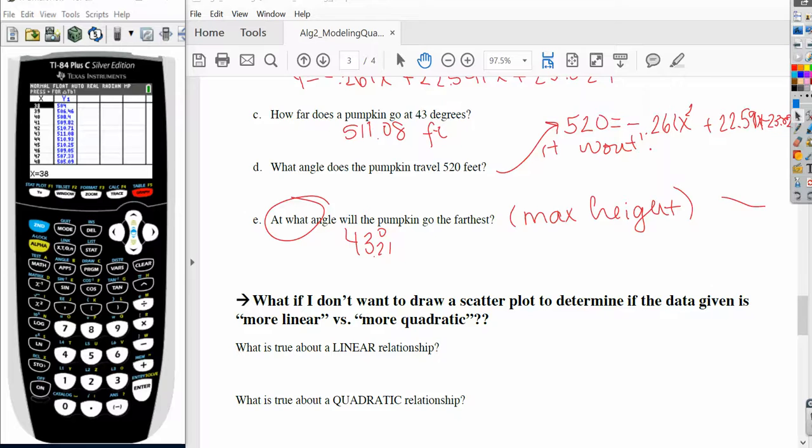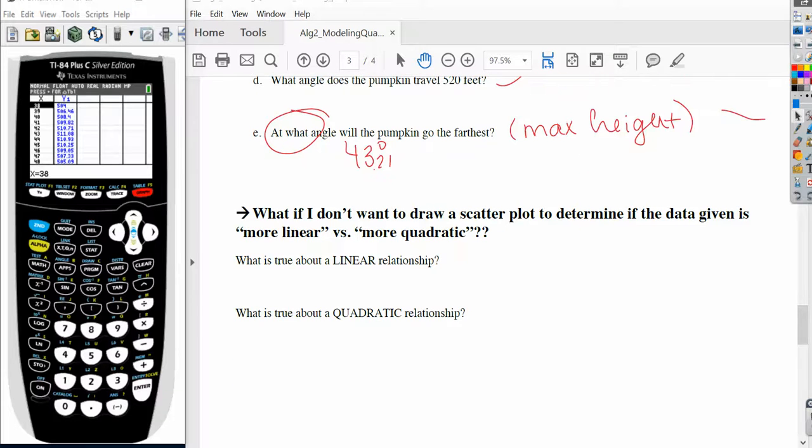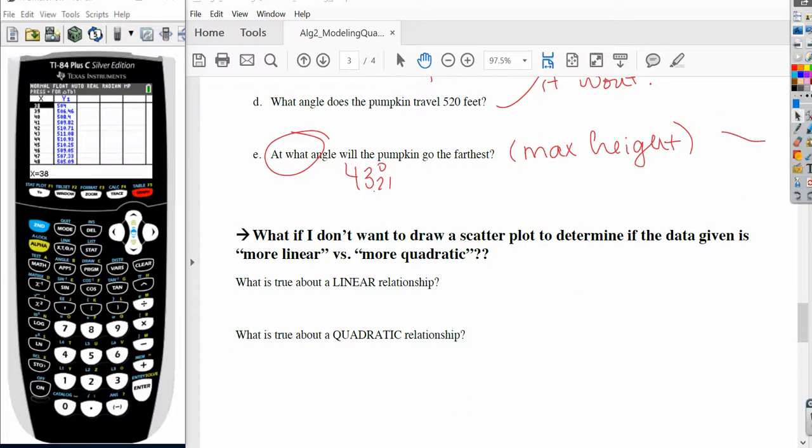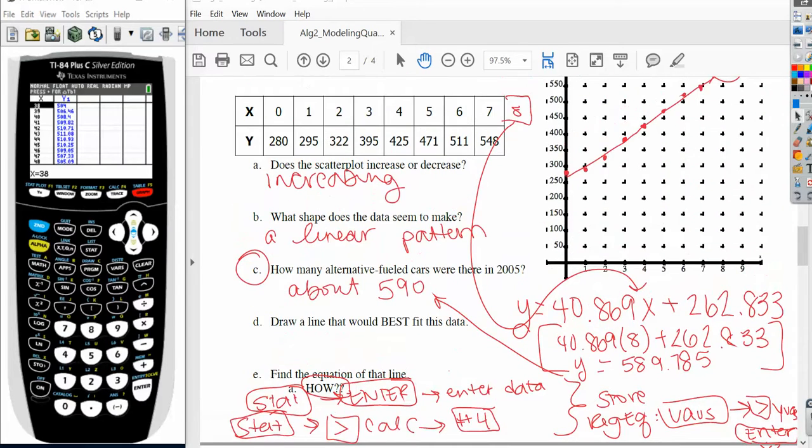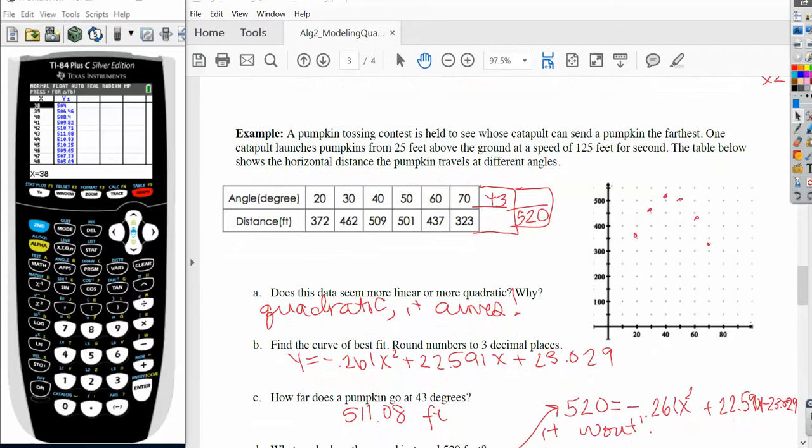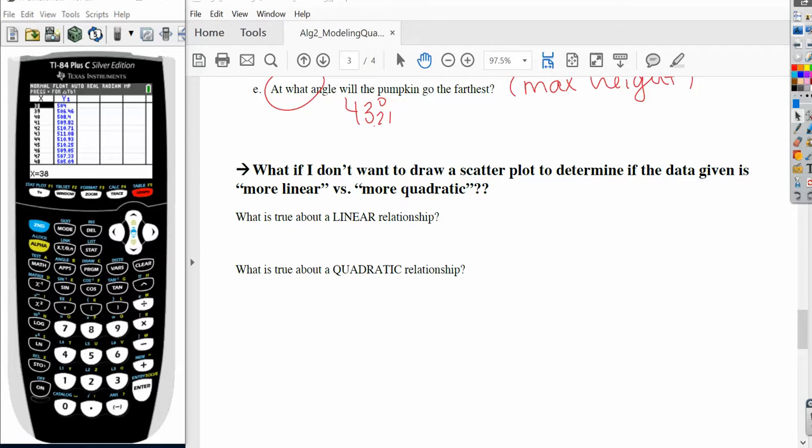Okay? So, look at this. What if I don't want to draw a scatter plot to determine if my data is more linear or more quadratic? If I look at these pictures, I can sketch scatter plots to determine that this one looks like a line and this one looks like a parabola. So what if I don't want to do that? If I don't want to do that, I have to use the correlation coefficient, which is denoted by R squared.